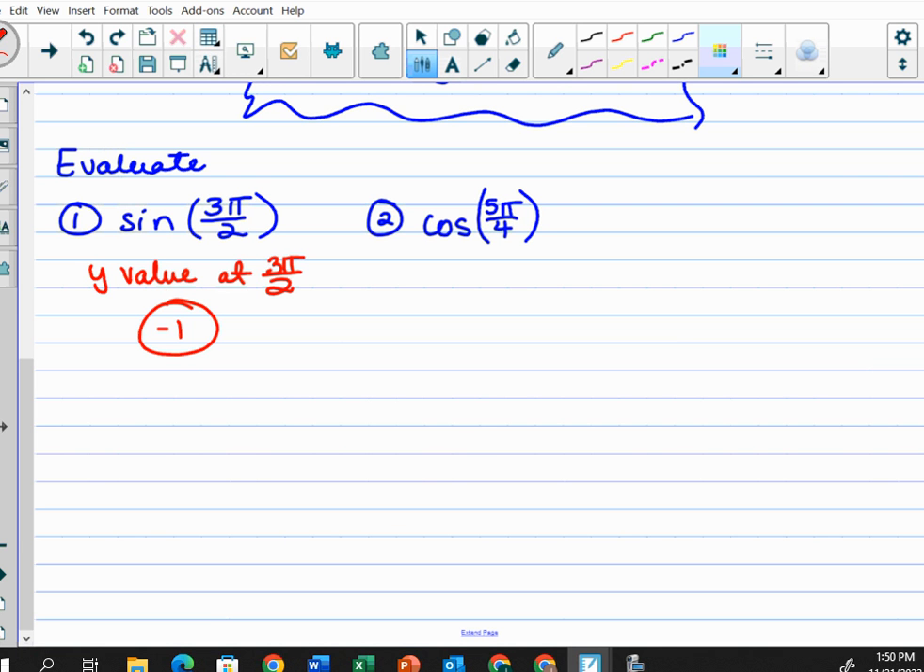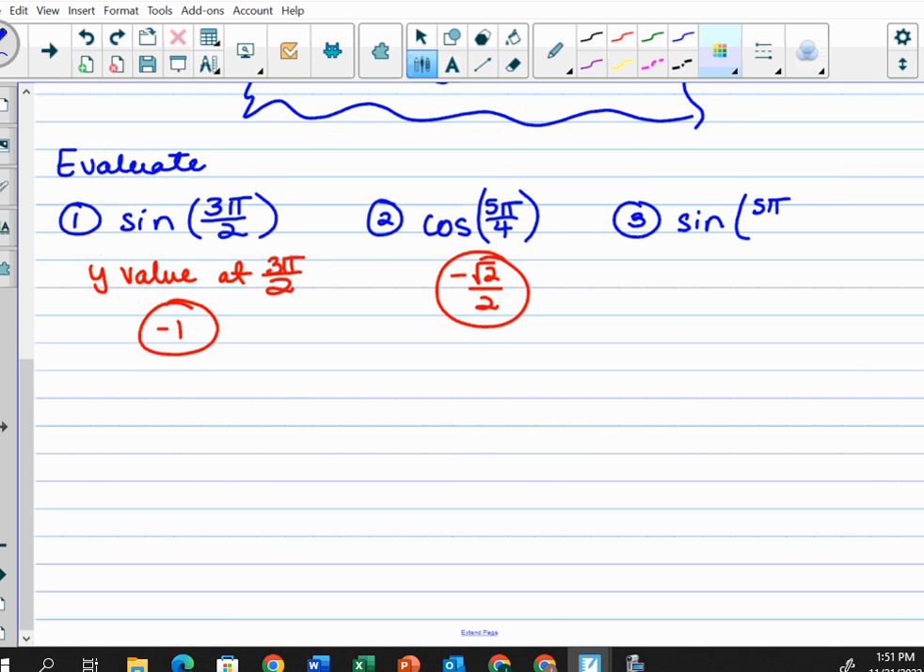All right, guys. What did you get for cosine of 5 pi over 4? Yes, -√2 over 2. So when it's sine and cosine, it's pretty straightforward and easy. You just look for the x value or the y value. Be careful. Make sure you're using the right sign, because if you said +√2 over 2, that's just wrong. Okay, so make sure you're careful. It's just wrong.